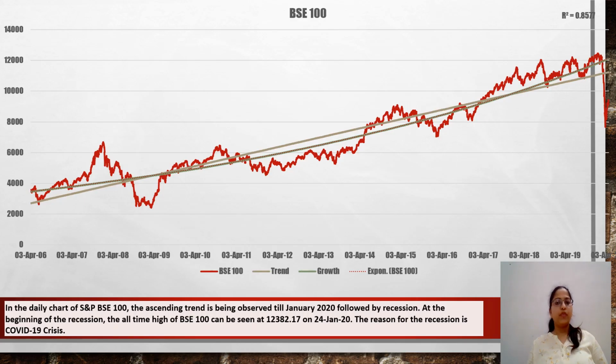Now we'll do the trend analysis. The sector-wise trend analysis can be covered in the sector-wise analysis. We'll start with the BSE 100 trend analysis. We see an ascending trend followed throughout January 2020. Afterward, a downward trend can be seen. The reason for this downward trend can be attributed to the COVID-19 crisis.